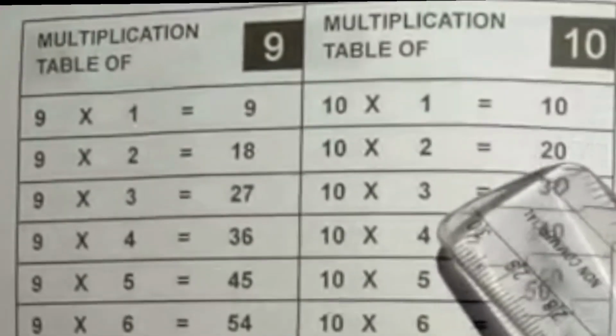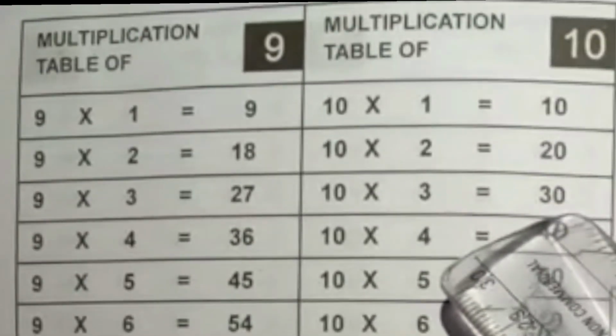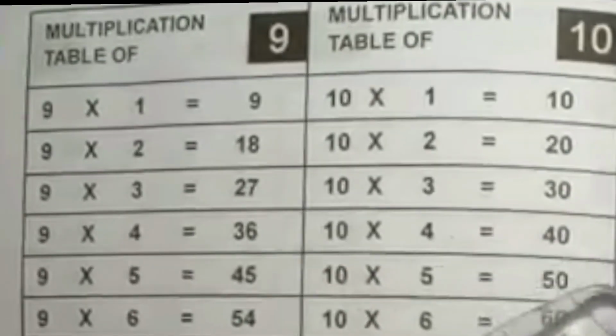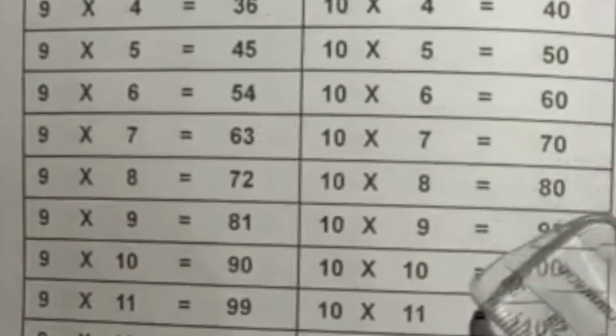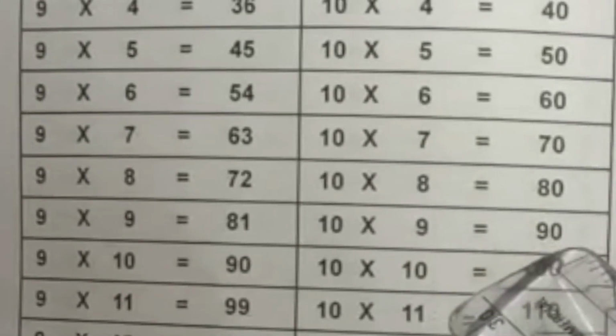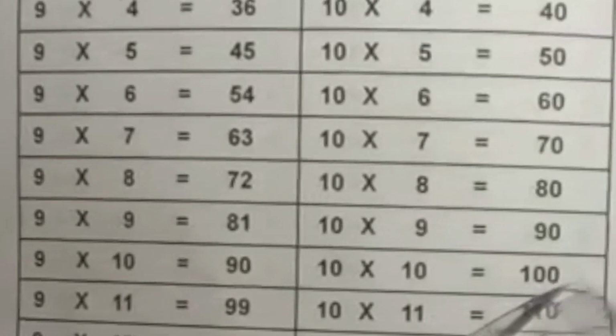Multiplication table of 10. 10 ones are 10, 10 twos are 20, 10 threes are 30, 10 fours are 40, 10 fives are 50, 10 sixes are 60, 10 sevens are 70, 10 eights are 80, 10 nines are 90, 10 tens are 100.